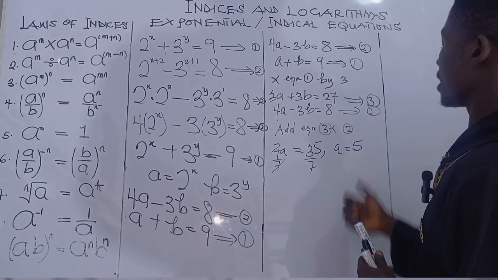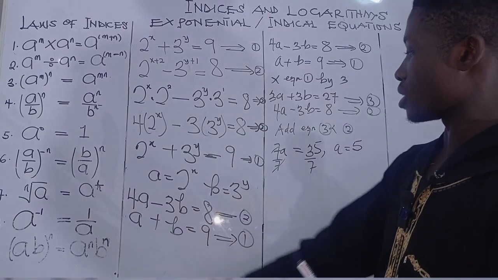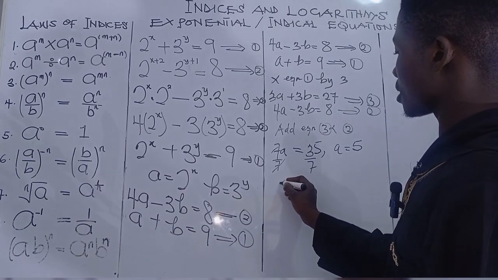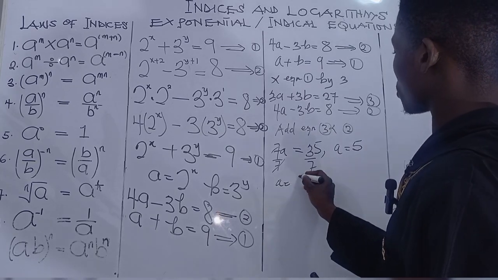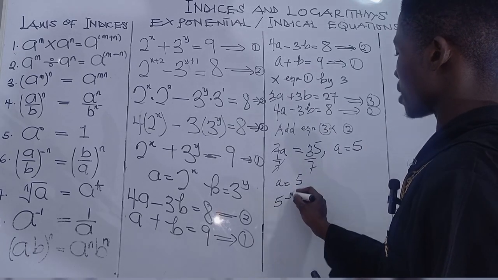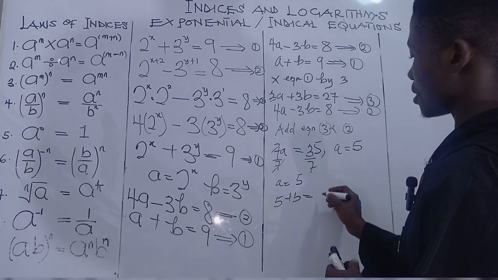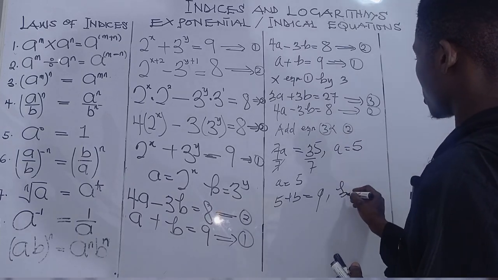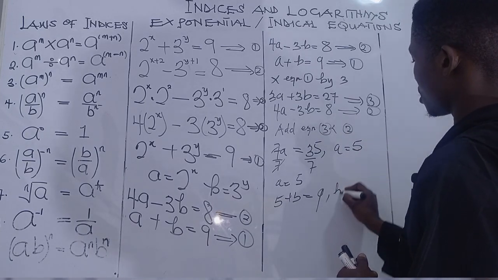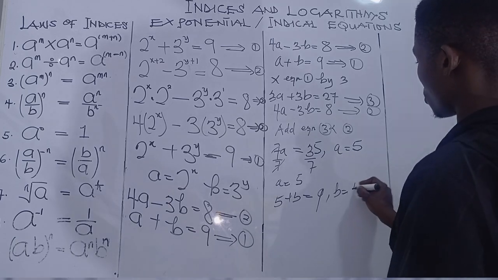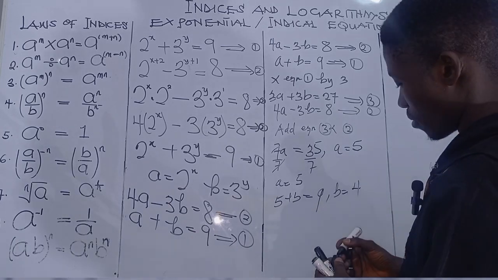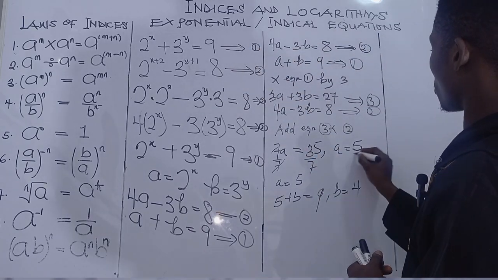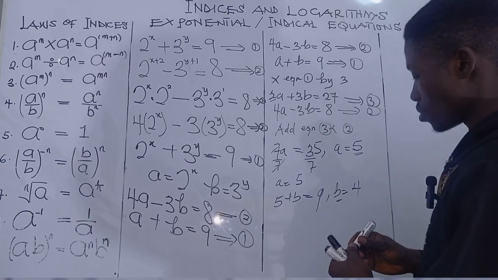So let's substitute it into equation 1. We have a is equal to 5, so we have 5 plus b is equal to 9. We have our b is equal to 4. So the values for a and b that satisfy these two equations are a is equal to 5 and b is equal to 4.